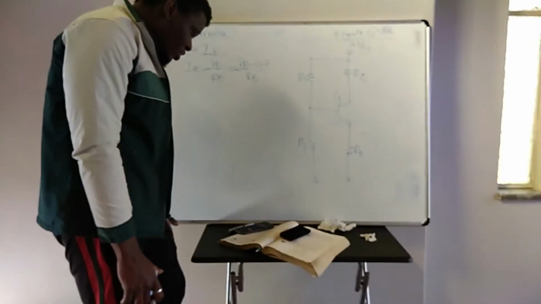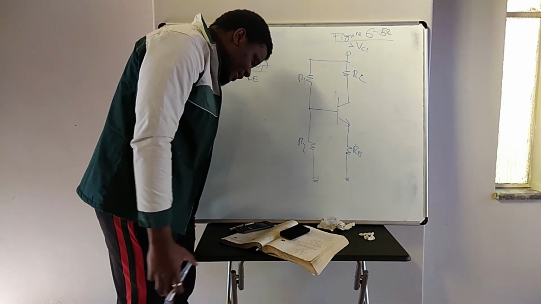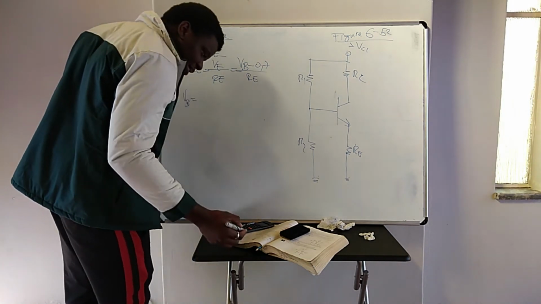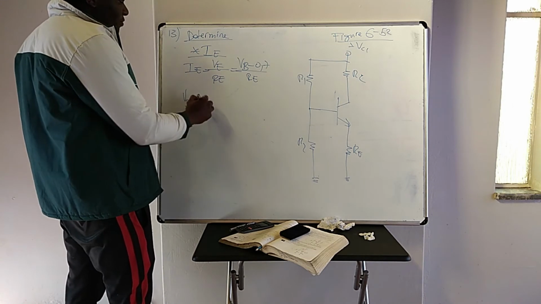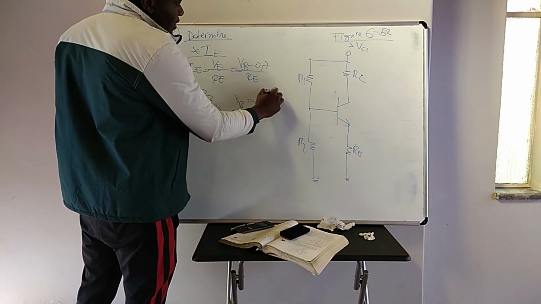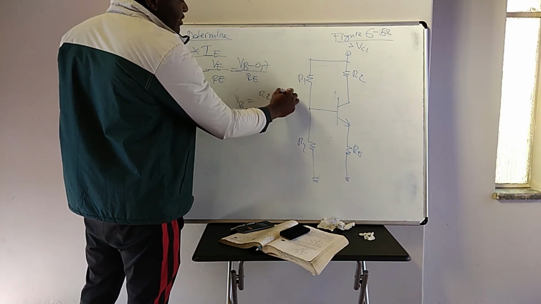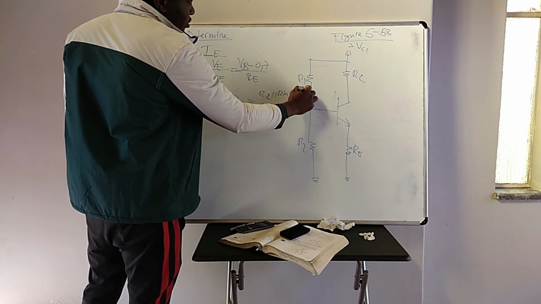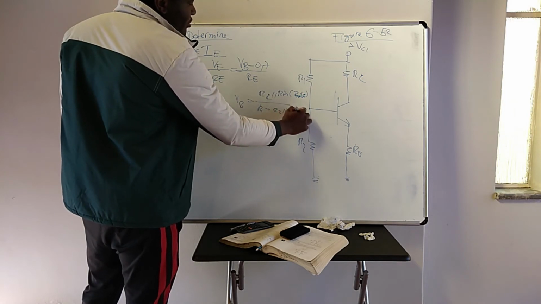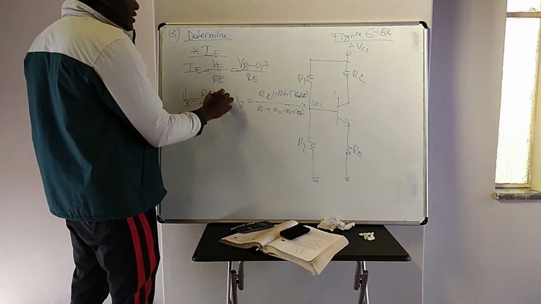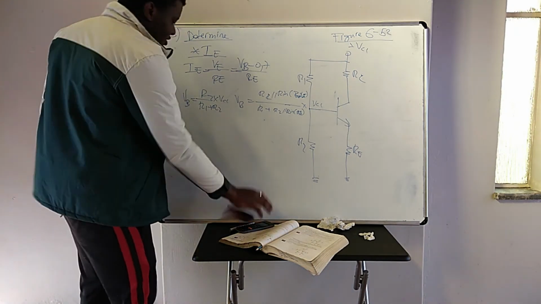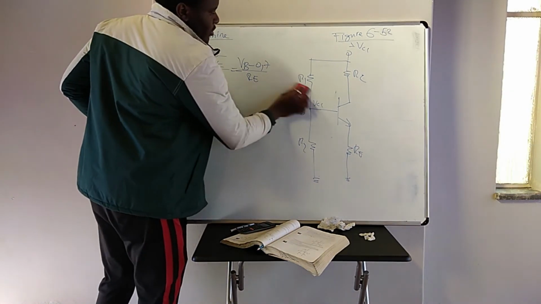We must check for stiffness, because they didn't tell us anything about stiffness, and we have two formulas. We have VB equal to R2 over R1 plus R2, times VCC, and VB equal to R2 parallel R in base, over R1 plus R2 parallel R in base, times VCC. Which one are we going to pick? We must check for stiffness first.